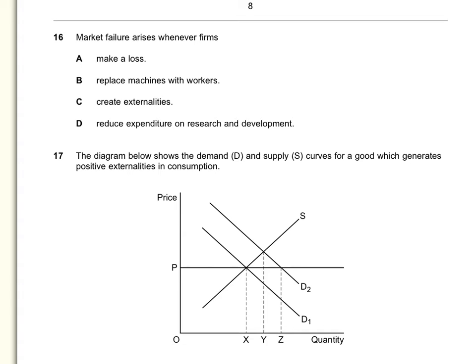16 is probably the easiest question on the paper. A market failure arises when firms don't deal with externalities. Just as a side point, when firms make a loss, and sometimes when firms go out of business, that's the market working.